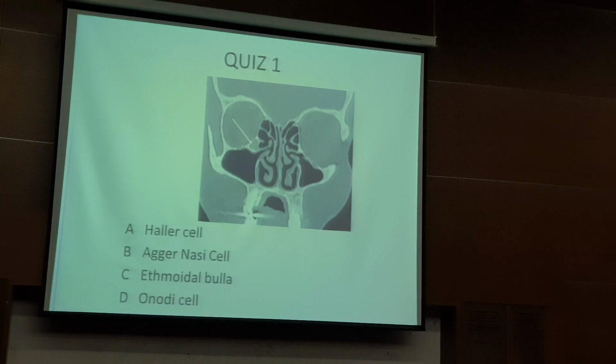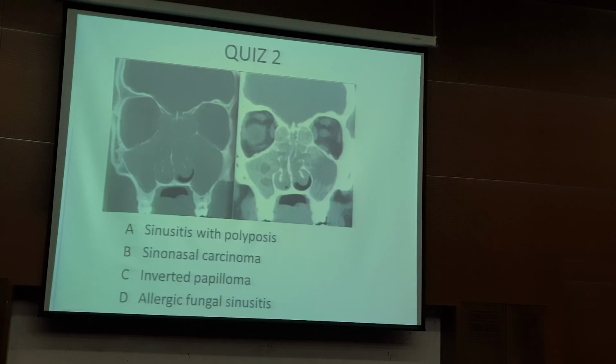Now, can you detect what variant this is? Yes, this is a Haller cell. Easy, right? What would your diagnosis be? Allergic fungal sinusitis.